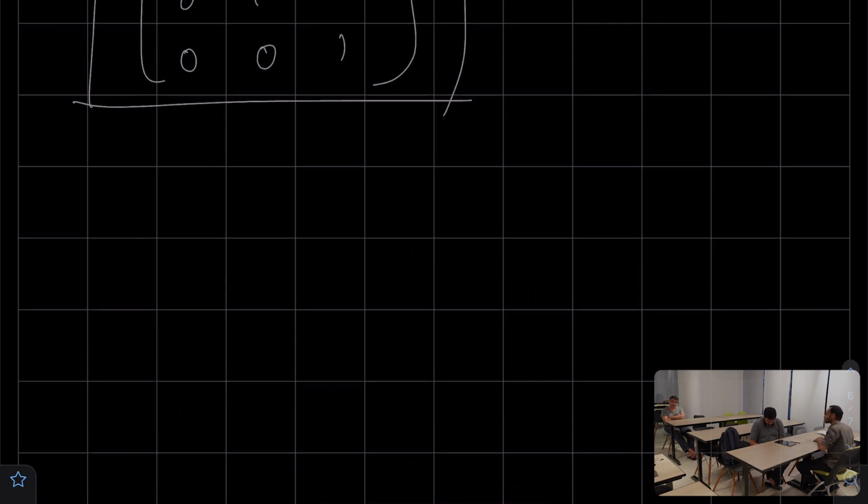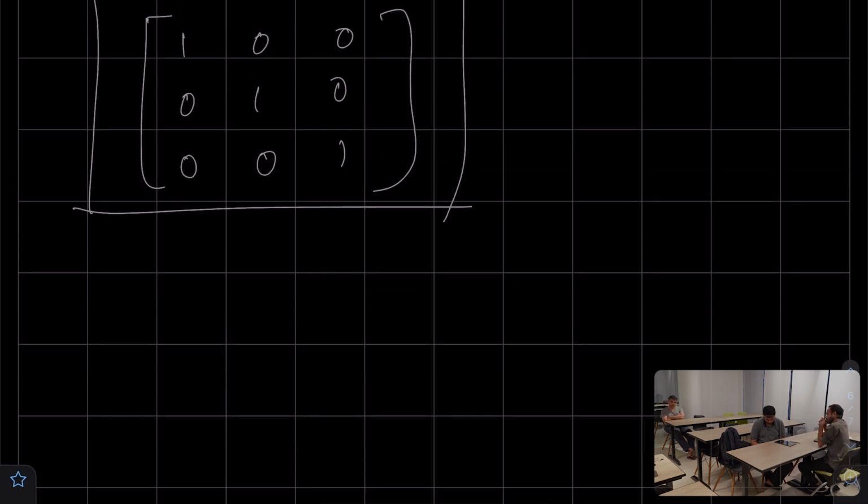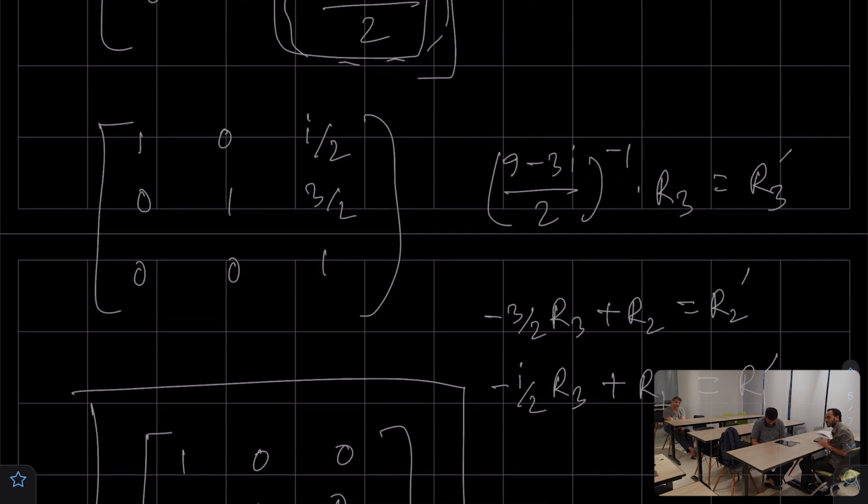Can a non-square matrix be row equivalent to the identity matrix? No. So when a matrix is row equivalent to an identity matrix, it is necessarily a square matrix. Okay, so yeah. So when there's a complex inverse, it is like this.